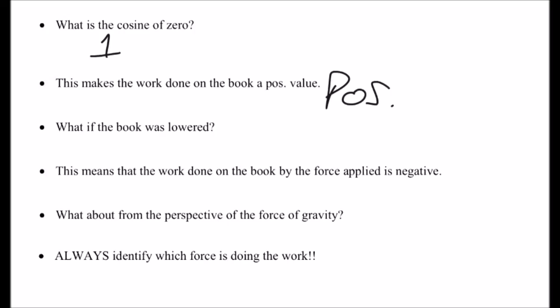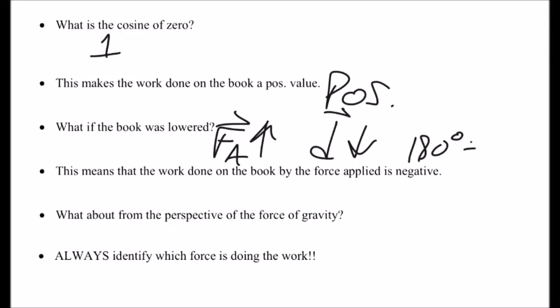All right, now let's do this next set here. What if the book was lowered? Which way is the force going to be applied? Still up. Which way is the displacement vector? Down. What's the angle there? 180. What's the cosine of 180? What kind of work is done? Negative work.